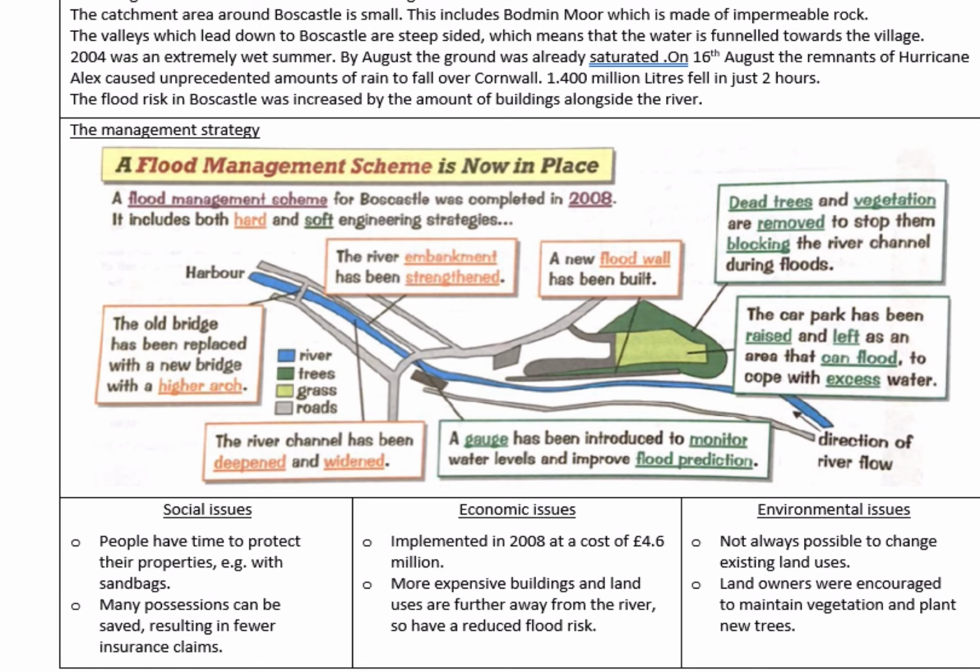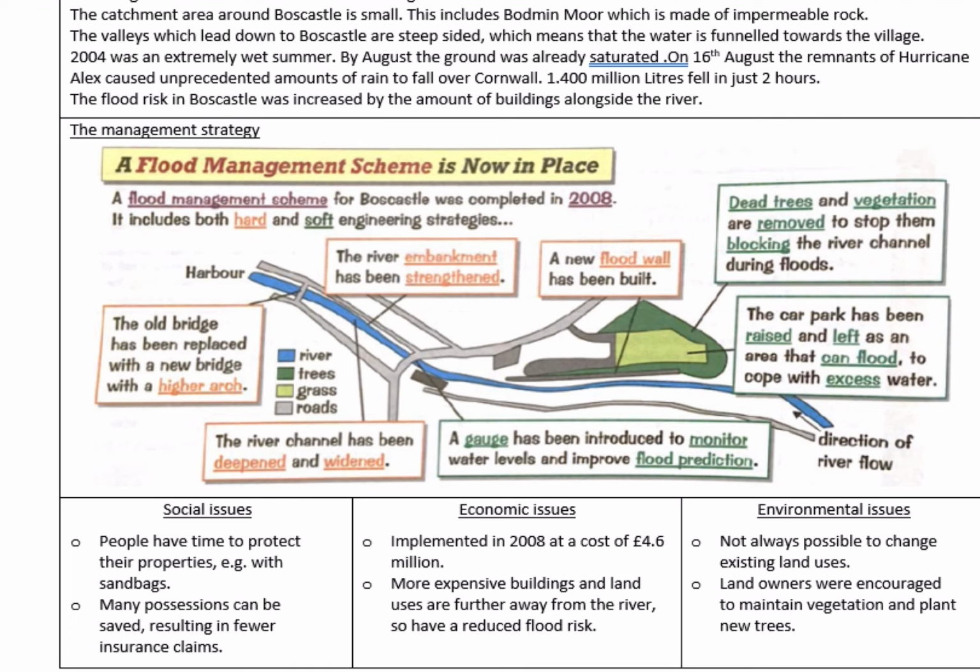With this, it's created social, economic and environmental issues. So socially, you might say, right, people now have got more time to protect their properties. Possessions can be saved. So you might say, well, that's a good thing. Economically, it's cost them £4.6 million. More expensive buildings are further away from the river. So you might say that's quite good, actually, because it's reducing their flood risk. Environmentally, you can't really change land use. Once it's already built and developed, you can't really move those things. So you've got to mitigate around it.